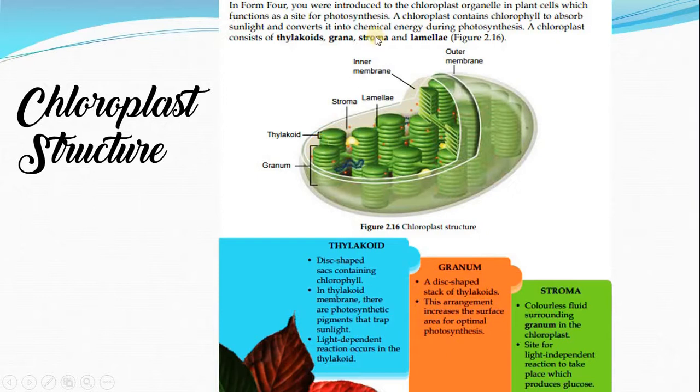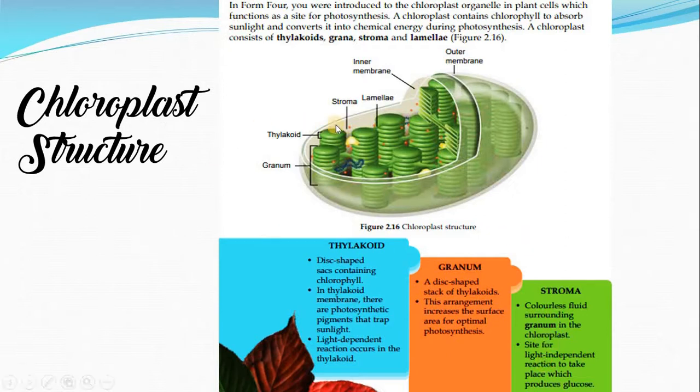We look at the stroma. Stroma refers to the fluid. What is stroma? A colorless fluid surrounding the granum in the chloroplast. The stroma is the site for the light-independent reaction, which produces glucose. What is this reaction? We are going to look at it in the next slide.